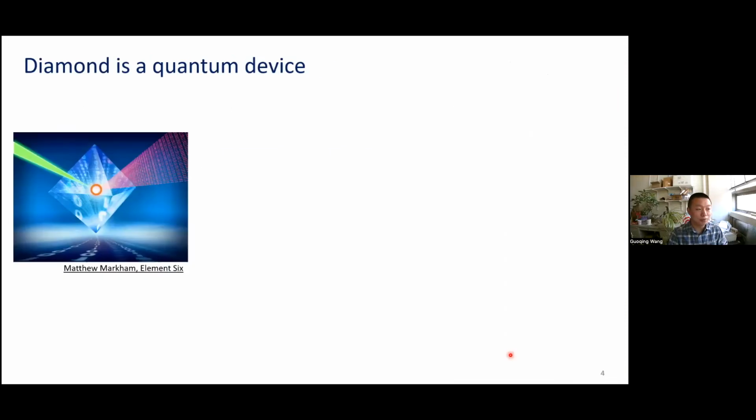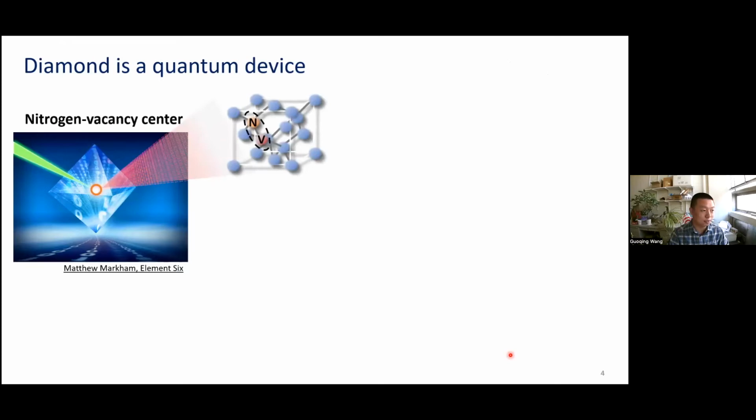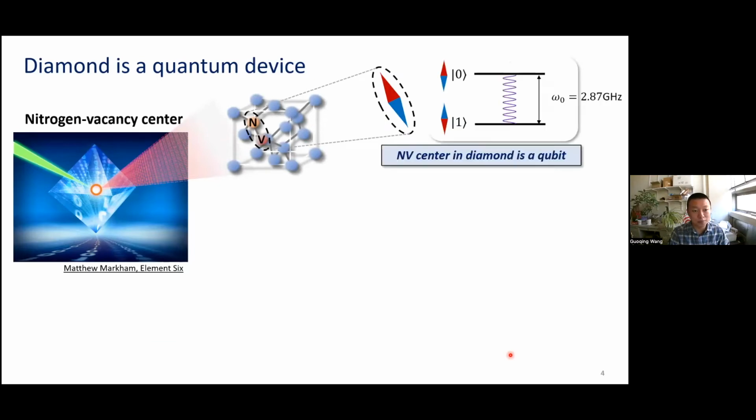So the quantum device we use is a spin defect in diamond called nitrogen vacancy center, which consists of a substitution of nitrogen adjacent to a vacancy center. Such an NV center is sensitive to magnetic field like a magnetic needle. It has two energy states which are separated by 2.87 gigahertz frequency, and such a two-level system is used as a qubit in our following applications.